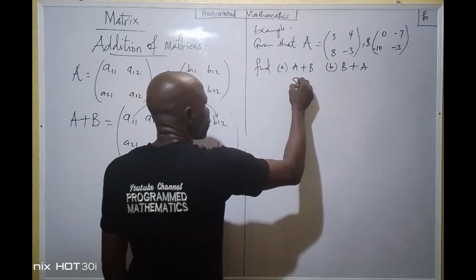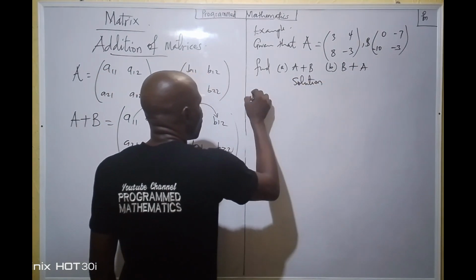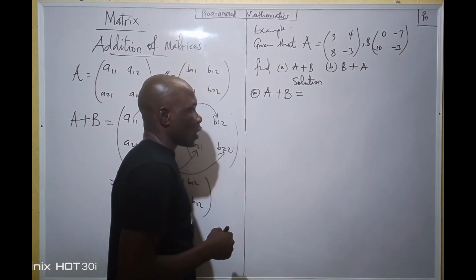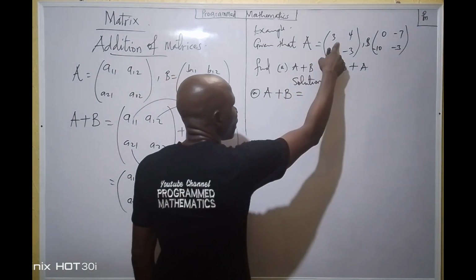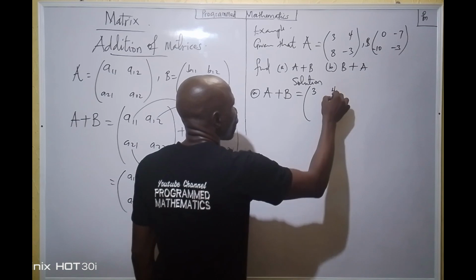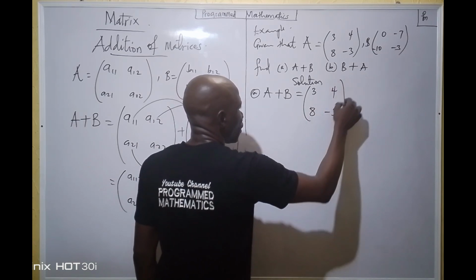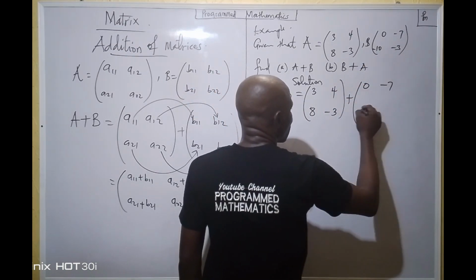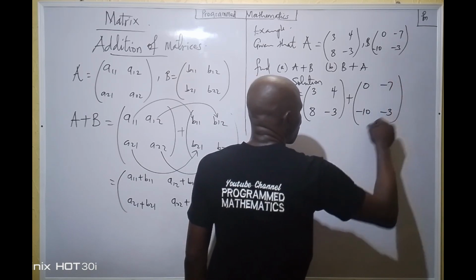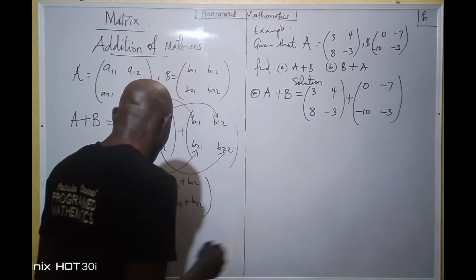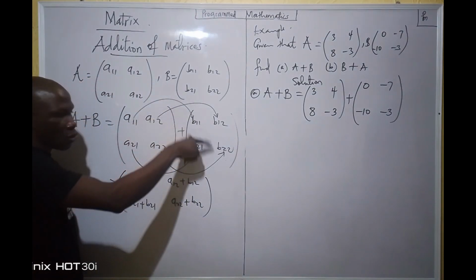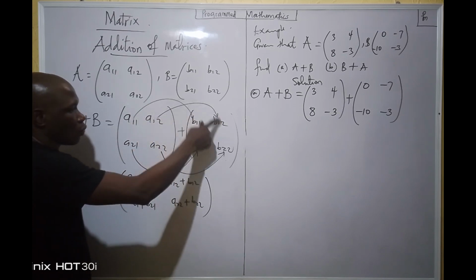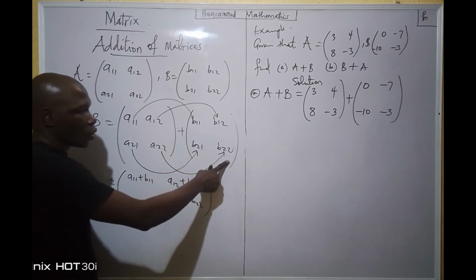Now, to solve for A plus B, the first part, follow the order of appearance of the matrices. Matrix A is this, so we write 3, 4, 8, minus 3, plus matrix B, which is this: 0, minus 7, minus 10, minus 3. If we are going to add this together, don't forget, we add the elements together according to their positions. So A11 plus B11, A12 plus B12, A21 plus B21, A22 plus B22.